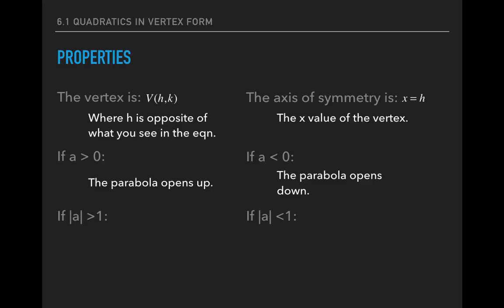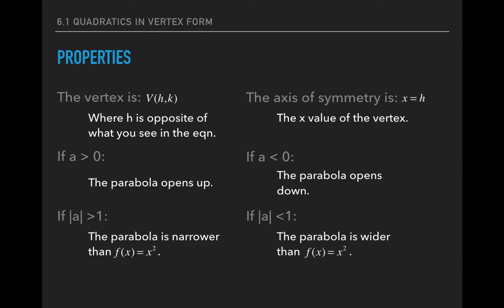Examples of those a values, if you want to write them down, could be like 3 or -3, 5, 7, -10. Those are all examples. It's going to make your parabola narrower than f of x equaling x squared, which is your parent function. Conversely, your parabola will be wider if the absolute value of a is less than 1. Examples of those types of numbers would be like 1/2 or 1/4 or -0.9. Those would be examples of that type of a value.